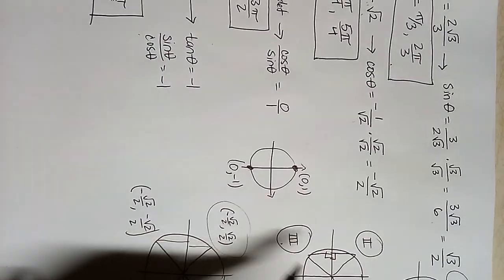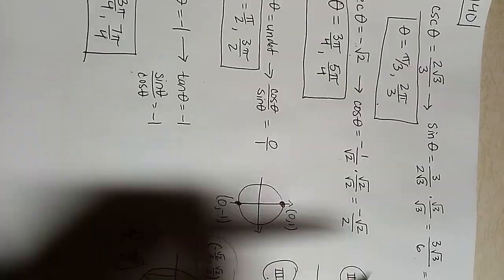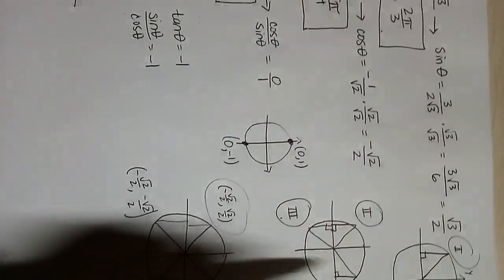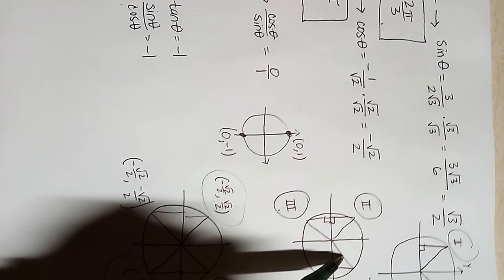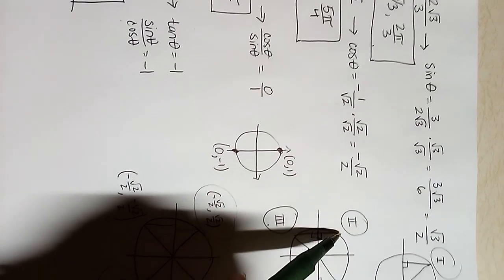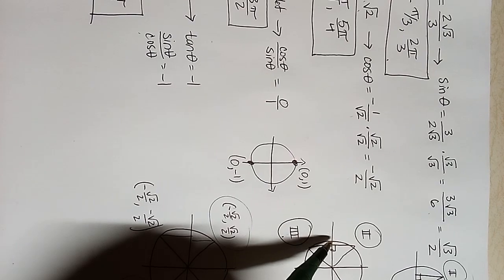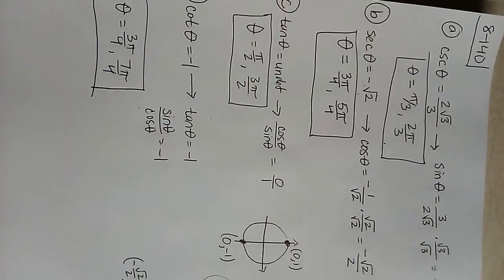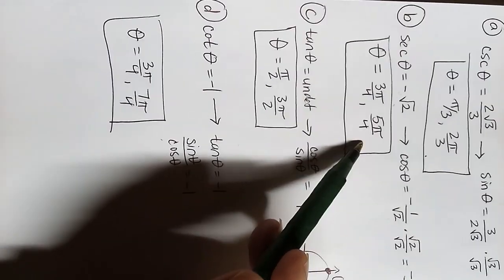If you look on your unit circle, you can get the angle measures, because this is like 1 pi over 4, 2 pi over 4. So this one right here is 3 pi over 4, 5 pi over 4. So it should be 3 pi over 4 and 5 pi over 4.